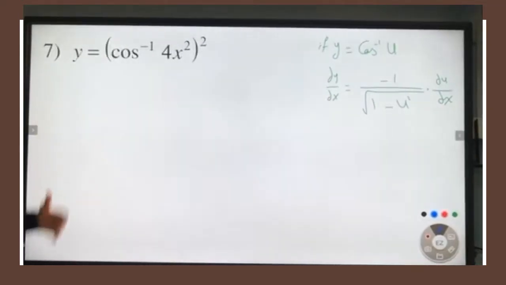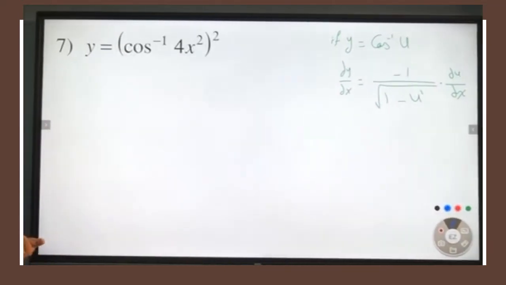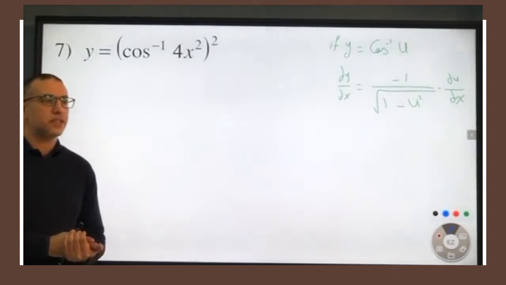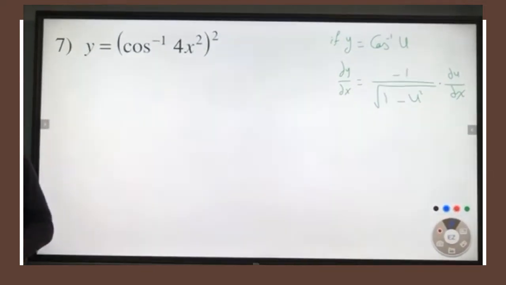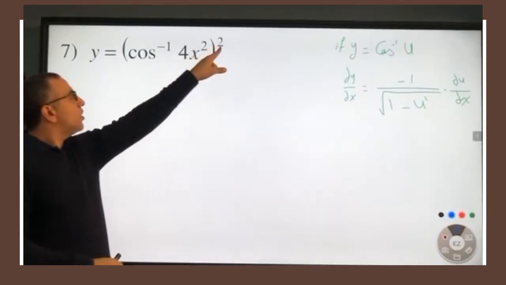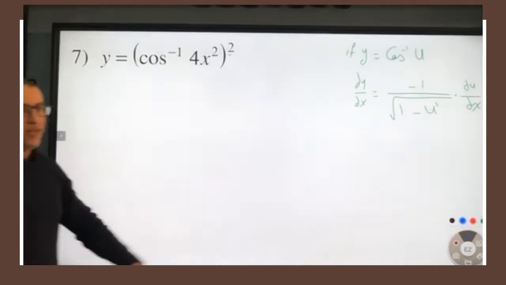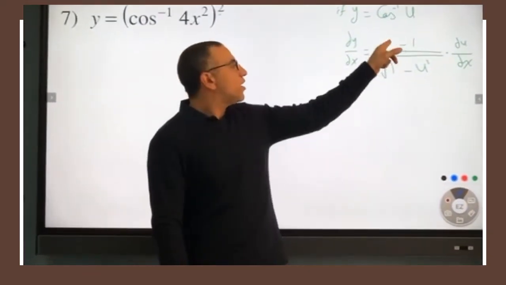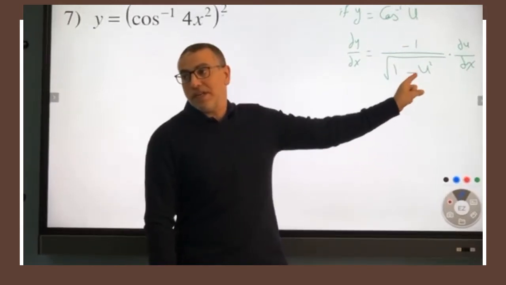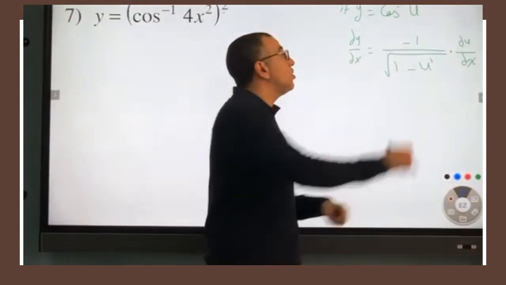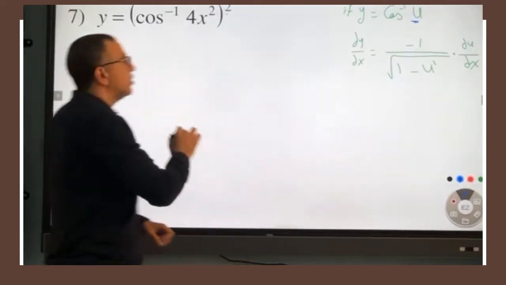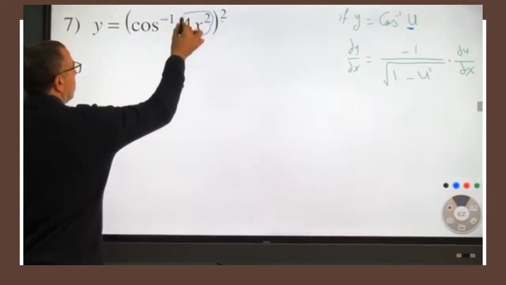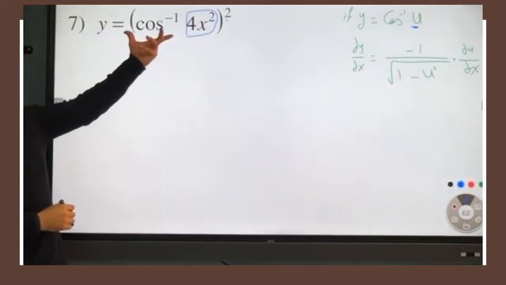Find the derivative in number 7 of the trigonometric function of cosine inverse of 4x squared all to the power of 2. Notice that the power is on the whole function. And don't forget that the derivative of cosine inverse of u is equal to negative 1 over the root of 1 minus u squared multiplied by the derivative of the function. So where is the function here? The function here is u. But this is a chain rule.